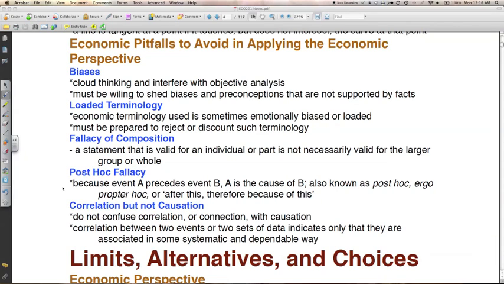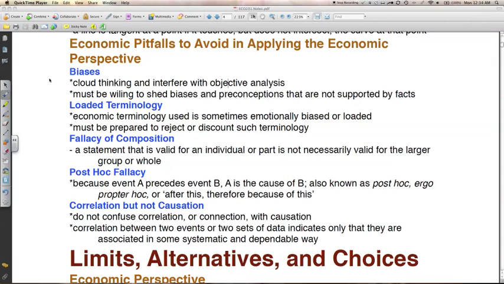Economic pitfalls to avoid in applying the economic perspective. These things are very important for you to keep in mind whenever you're discussing any points or objectives for economics. Biases cloud thinking and interfere with objective analysis. If you have the idea that there's too much government or government's always less efficient than the market, we're going to have to push that aside and look at specific relationships. For example, if you want to look more into where or why government is inefficient, we have to look at individual relationships and look at things that are only factual.